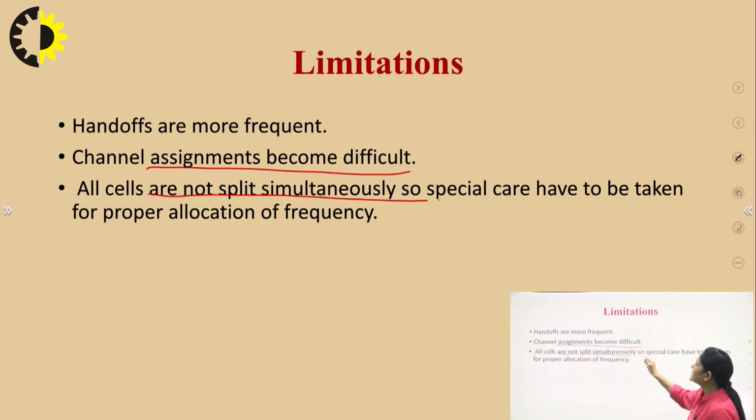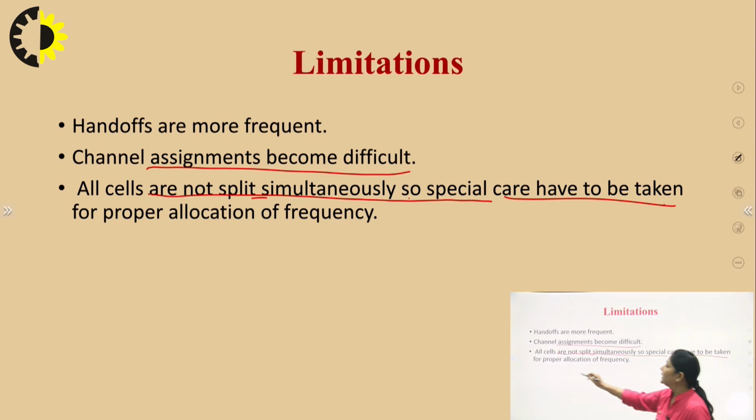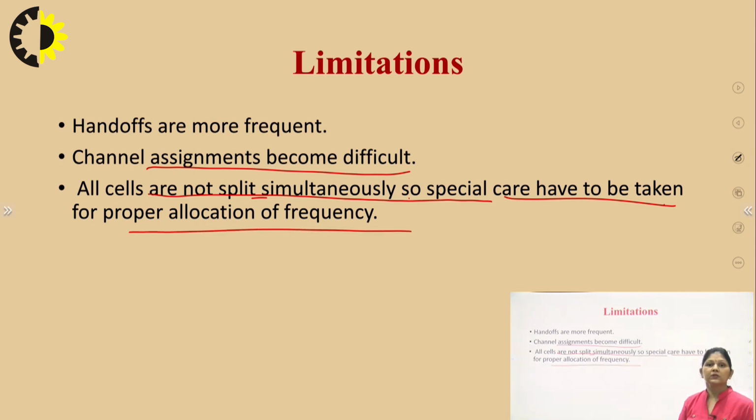All cells are not split simultaneously. The cell splitting approach is not done for all the cells. It is done according to the congestion. If any particular area has more congestion, then that area will be divided into microcells, but other areas will not be divided into microcells. So special care has to be taken for proper allocation of frequency, and it becomes difficult to allocate different frequencies on the basis of microcells.